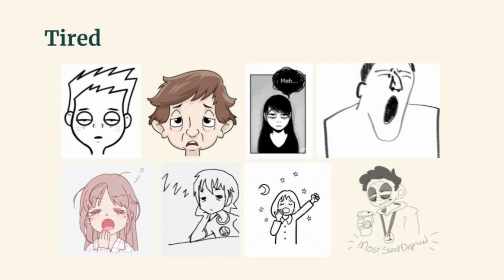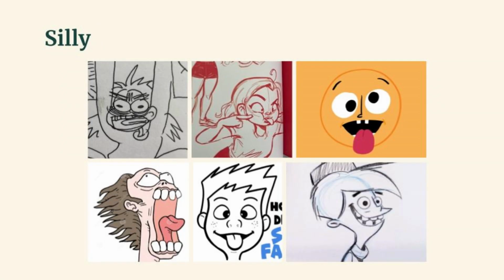Our last expression, my favorite, is silly. You can draw this expression as crazy as you want, but here are some general guidelines. When a character is silly, their eyes will be wide open, like in all of these examples. Their pupils will be towards the middle of their face or in random directions. This is so funny. The characters can show their teeth or even their tongue, and they can even have big nostrils.